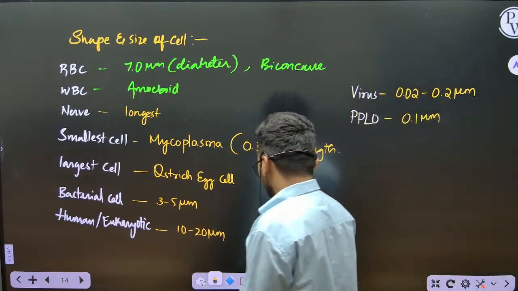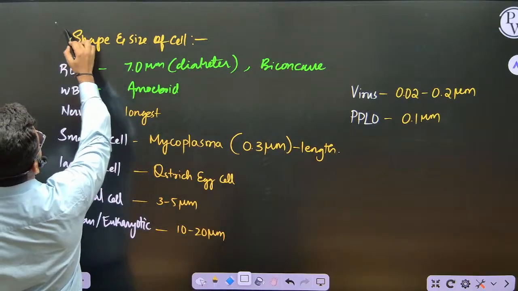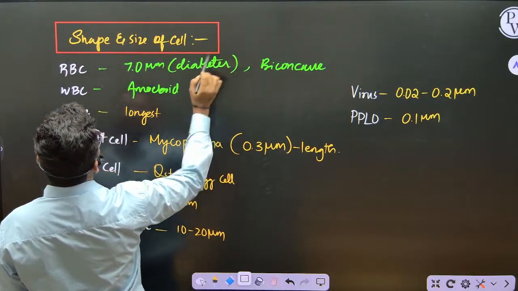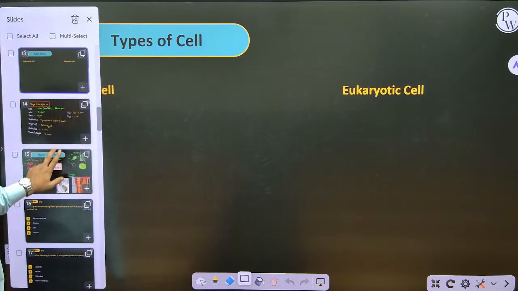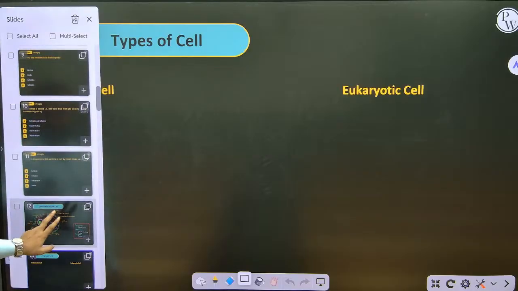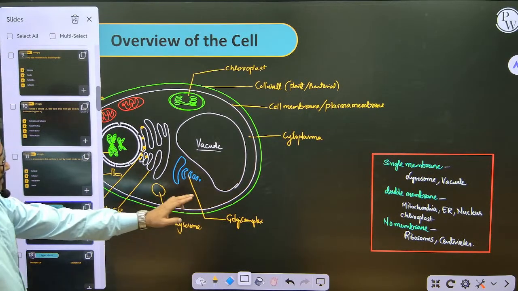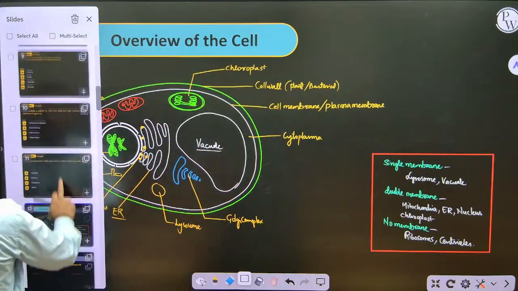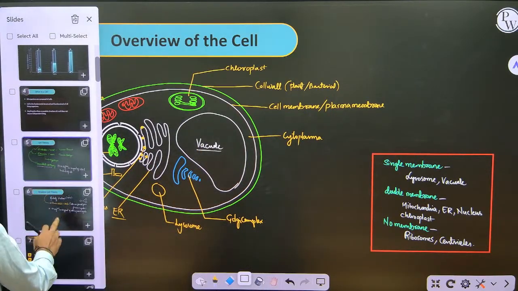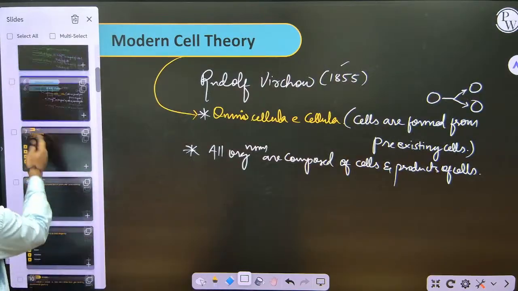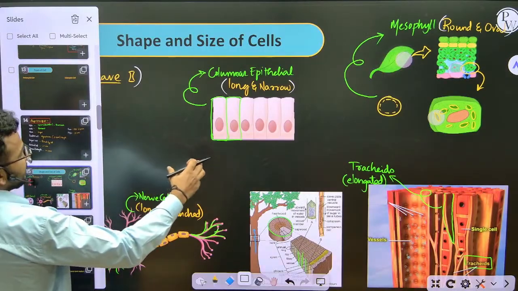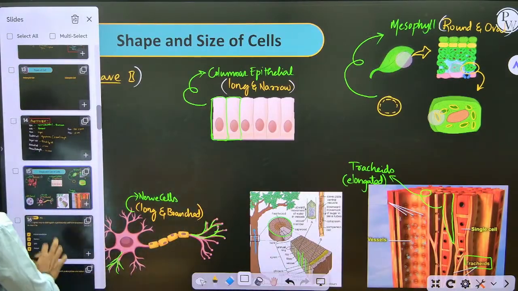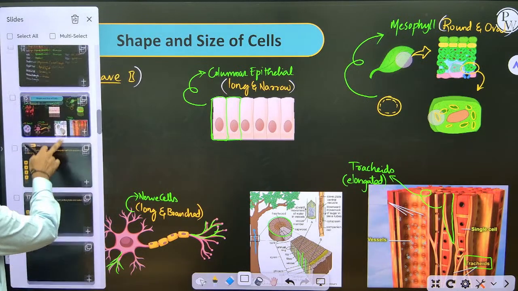Usually it will be. So here what we have discussed is the size and shape of the cells. In today's class, we have seen an overview of the cell, and single membrane, double membrane and no membrane bound organelles. We have also seen a quick revision of cell theory and modern cell theory, and how cell shape and sizes differ based on function. So we'll solve some questions related to that now.